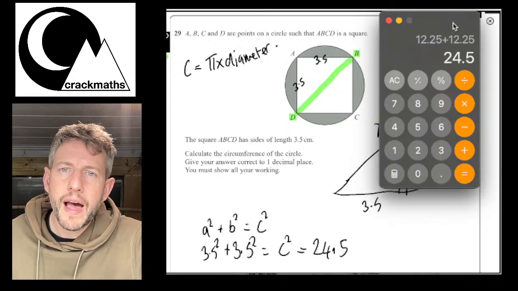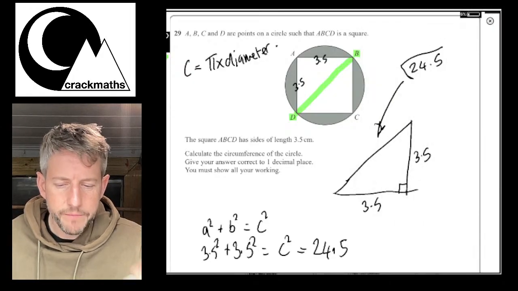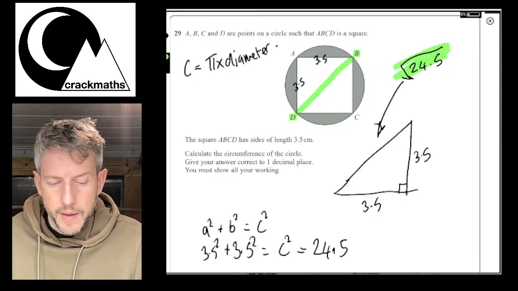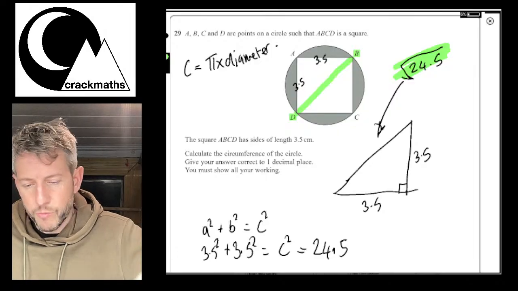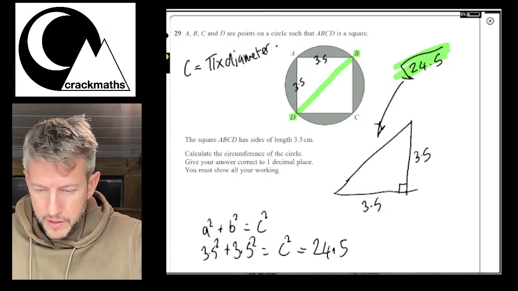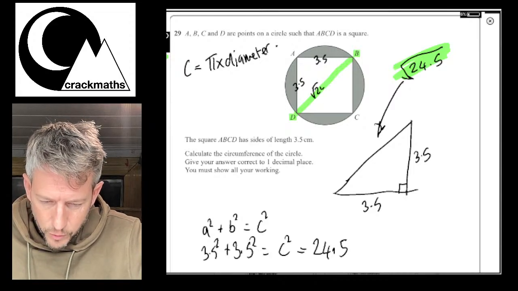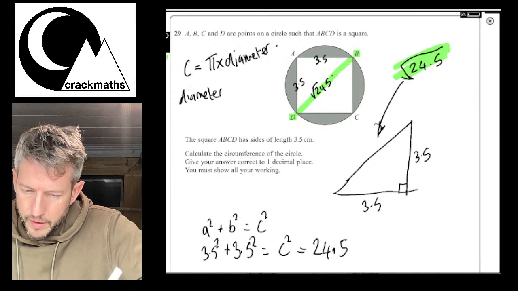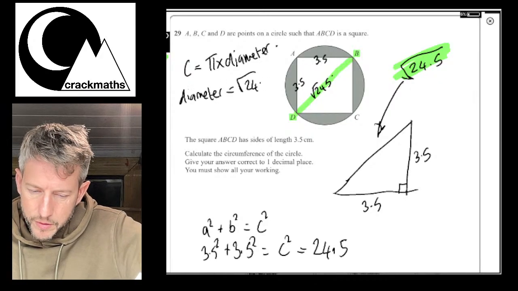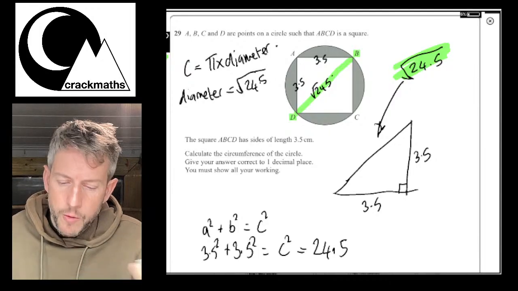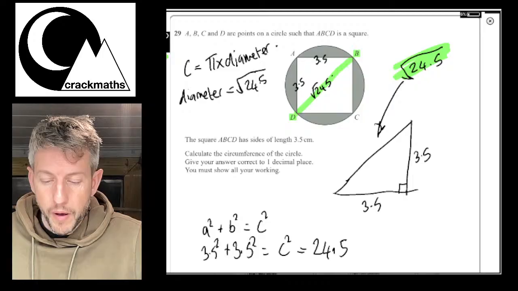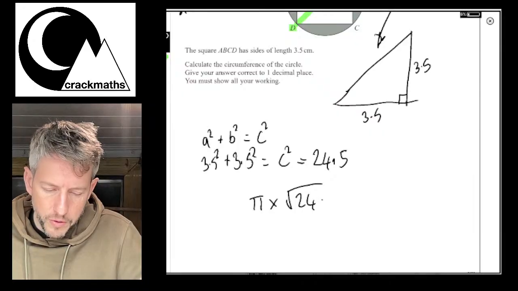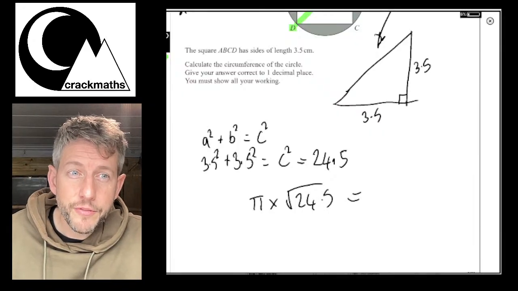So in order to find out what that length actually is, we need to square root it. But I'm not going to do anything with that yet, because we haven't finished. I am just going to leave this length as the square root of 24.5. So I'll make a note here: root 24.5. So the diameter equals root 24.5. Now we can simply complete the question by doing pi times that and then rounding it. So pi times the square root of 24.5. Let's do that on the calculator to find out what that equals.